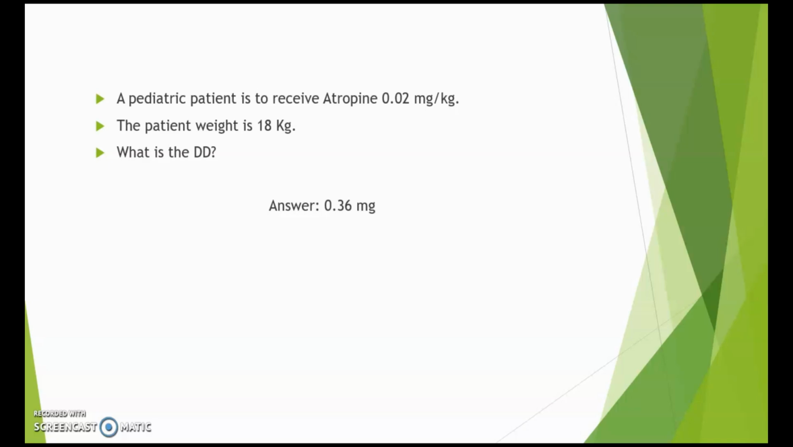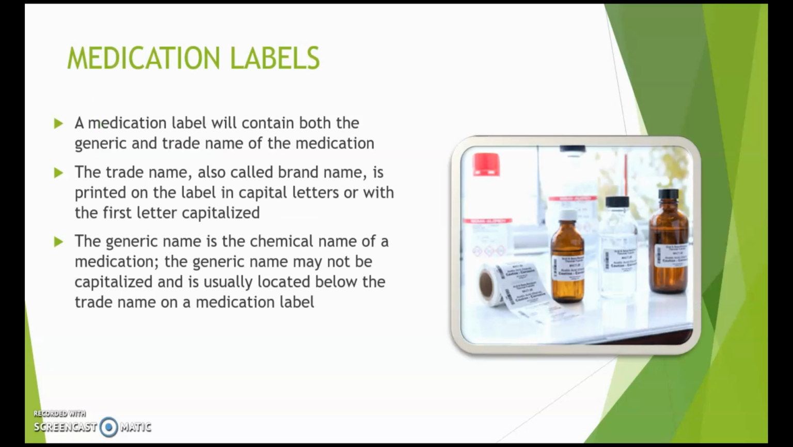All right, so let's take a look at some basic information regarding labels. The medication label will contain both the generic and trade brand name of the medication. The trade name, also called brand name, is printed on the label in capital letters or with the first letter capitalized. The generic name is the chemical name of a medication. The generic name may not be capitalized and is usually located below the trade name on a medication. As advice, it's always important to remember the generic name, especially because brand names might not be the same if you move to a different geographical area.